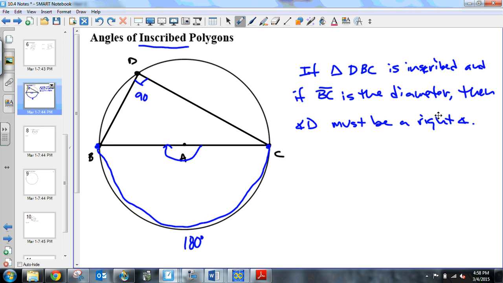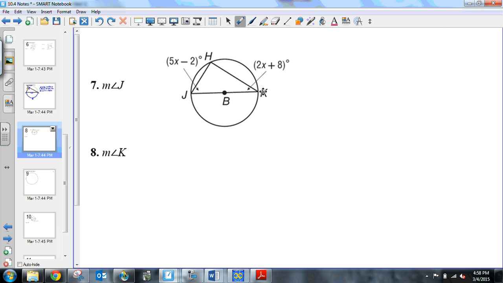Okay, so let's apply this idea. This is what we talked about. We did this on Sketchpad. You guys did this in class, but if you weren't in class, this is what we did. I want to apply this idea to find the measure of angle J here, and then apply this to find the measure of angle K.